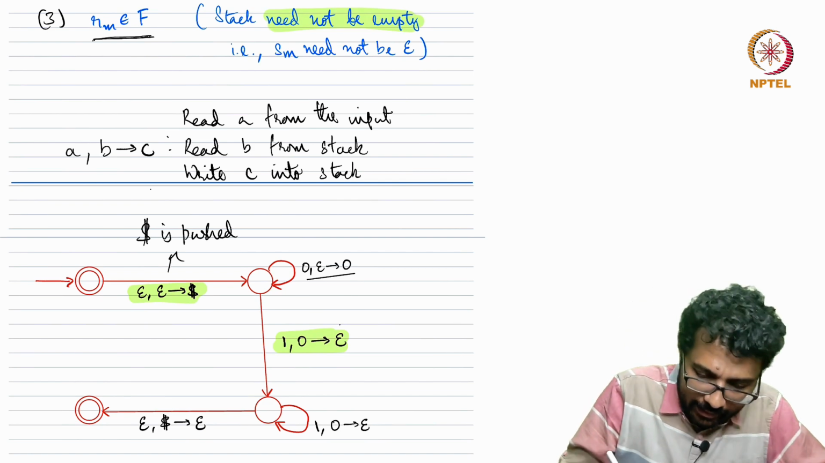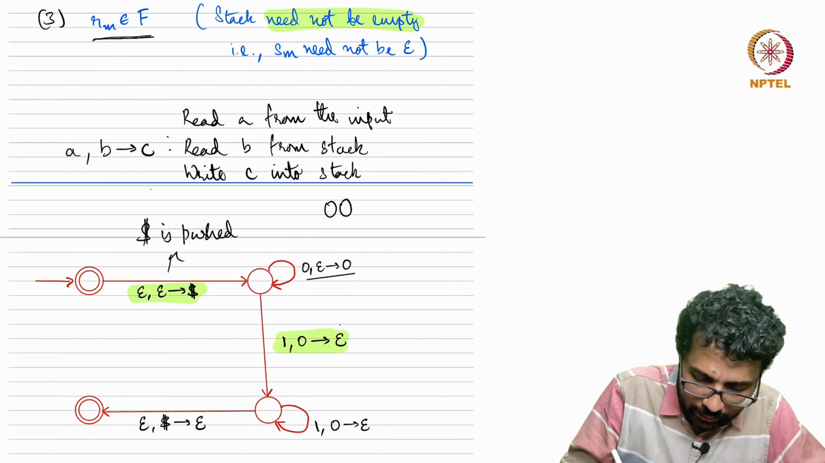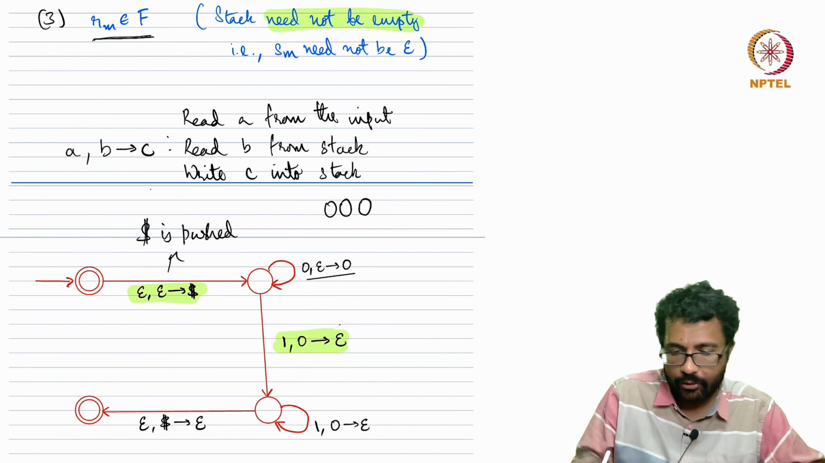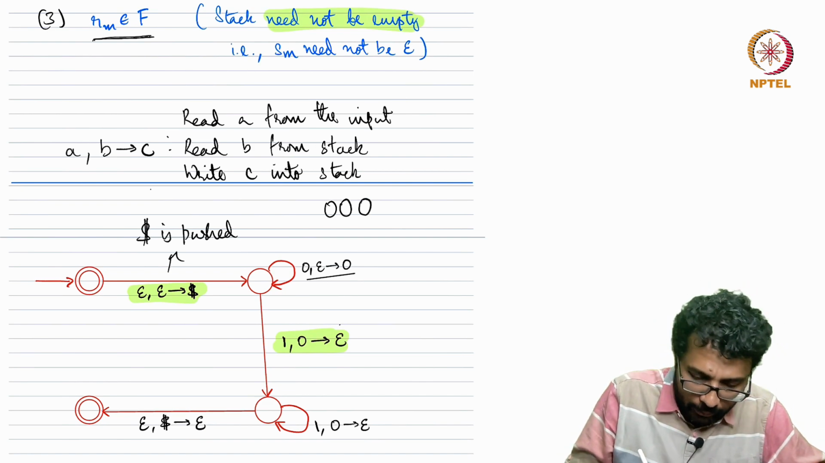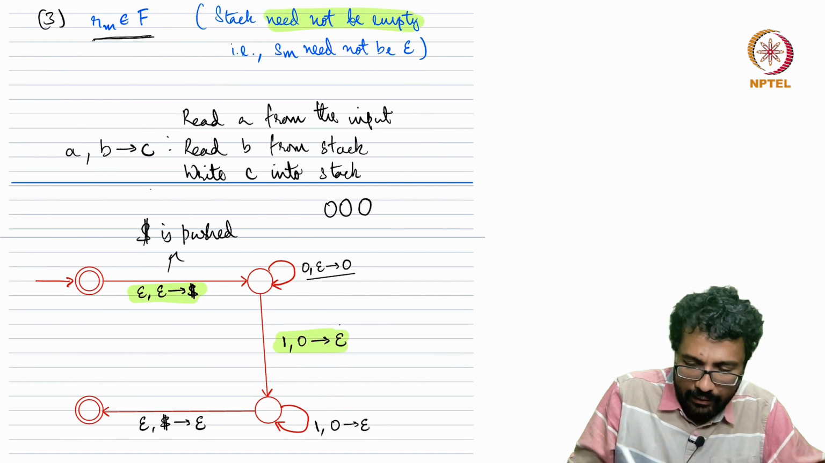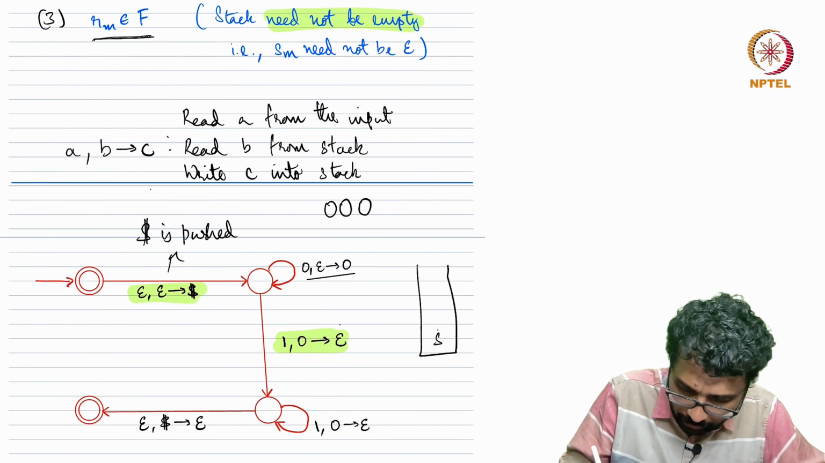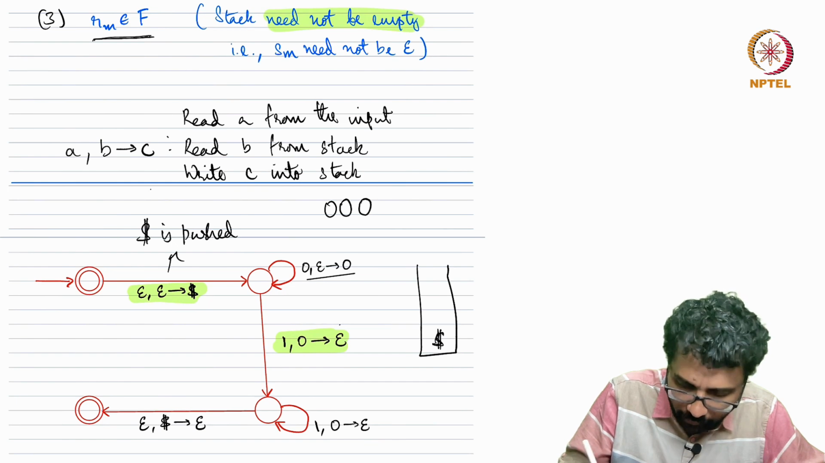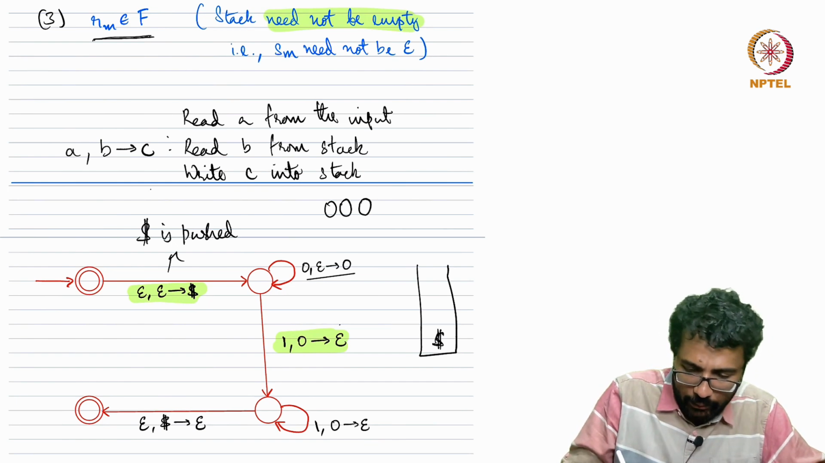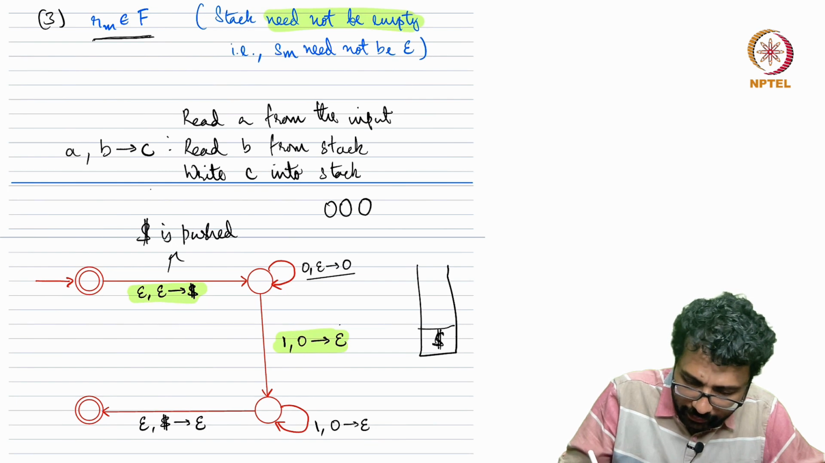So it's like this. Let's say the string starts with 0 0 0, right. Initially, without reading anything, you put a dollar into the stack. Maybe I'll just put it like this. You put a dollar into the stack, and then you read a 0 and you put a 0 into the stack.